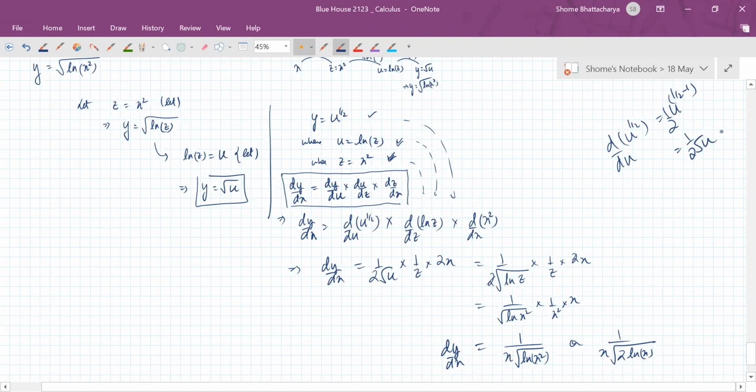Anyhow, so that completes today's session, and with this, you should be able to differentiate any and every given function to you. So I'll give you some more assignments, and with the practice of that, differentiation should not be a problem. So next lecture, we will start looking at more applications of differentiation.